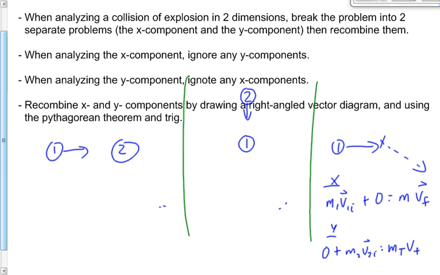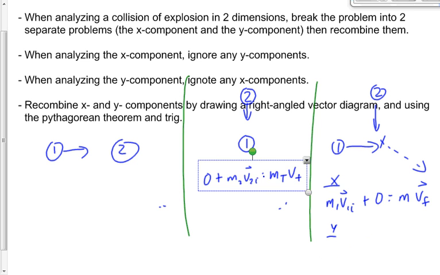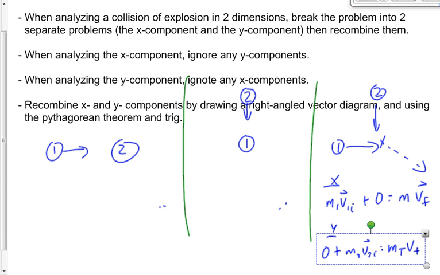Now, similarly, when we're looking at the y component, we're pretending the x component doesn't exist. So if we're pretending the x component doesn't exist here, then the initial momentum of object number one will be zero. Does that make sense? All right, so what do we do with this once we've analyzed the x and the y component there? Once we've got a final velocity for the x component, once we've got a final velocity for the y component, what do we do with those? Yep. Good. We'll recombine them.